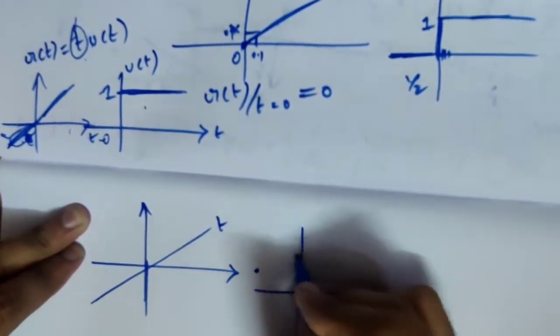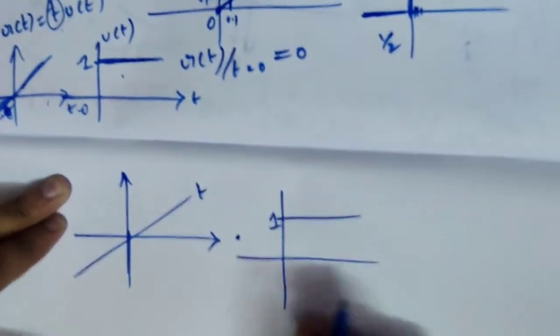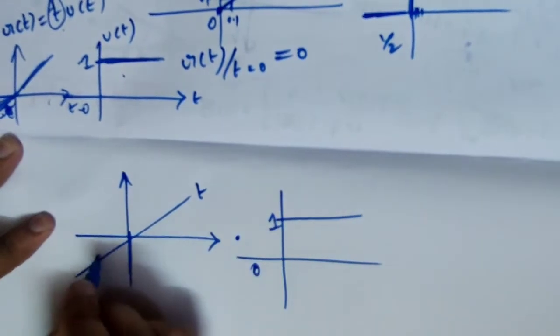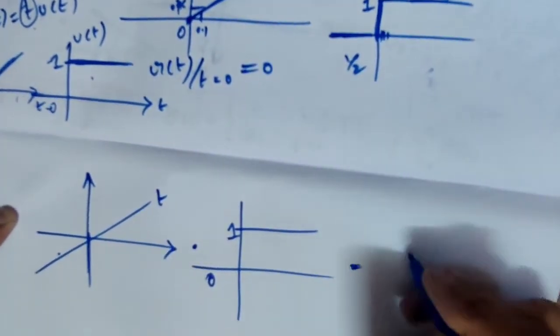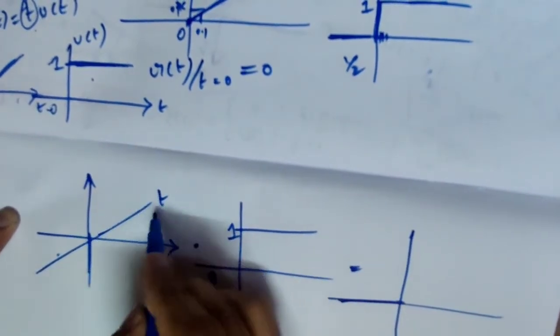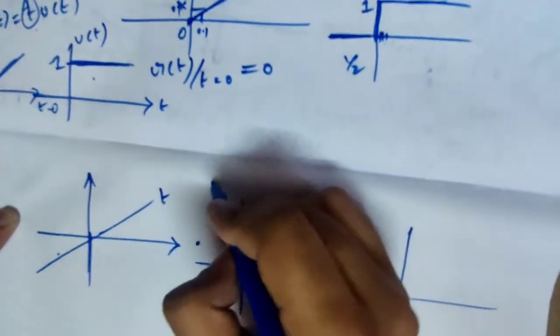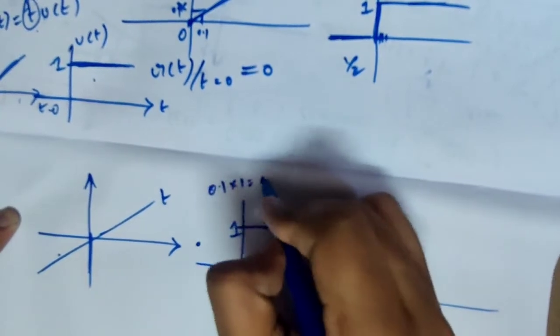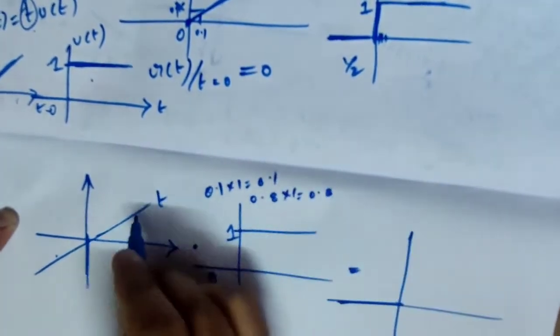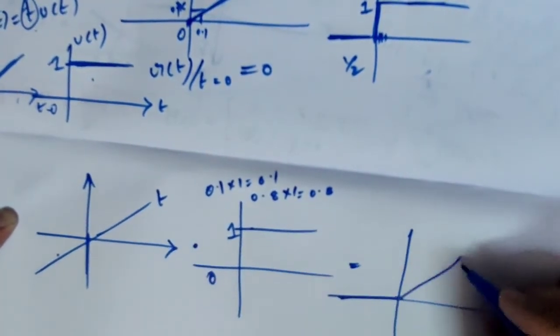guys, this is t into u of t. You have to multiply with u of t. Here it is 1. So for the negative axis, what I am trying to say is it is 0. Anything into 0 would result in 0 only. So you won't be having anything in the negative axis. Anything into 1 is nothing but anything, like 0.1 into 1 is equals to 0.1, 0.8 into 1 is equals to 0.8. That is, t into 1 is equals to t. It will become like this.